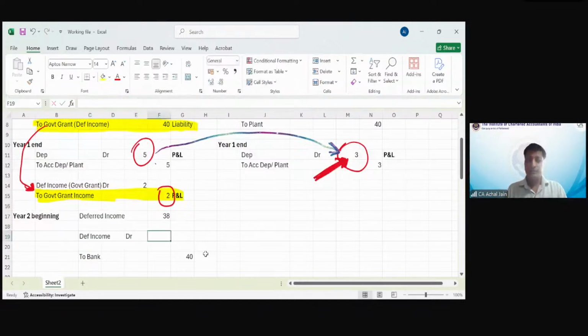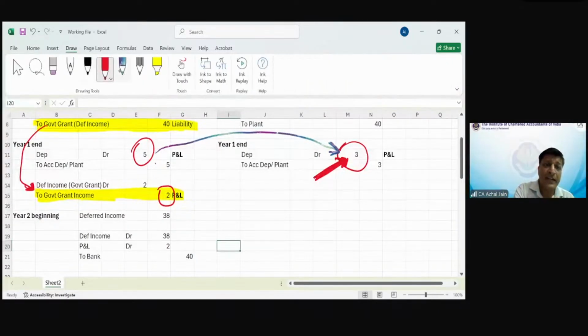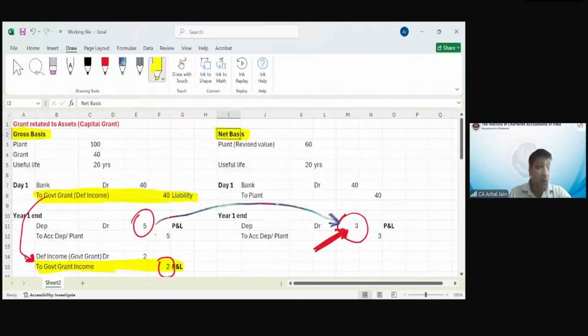So we'll make it 0. So debit the balance which is there in deferred income. And any differential amount which is there, take it to P&L. So balance amount will go to P&L. Okay. So in this case, what is going to be the P&L impact in case of refund? 2. That's how refund of government grant will be recorded in case the entity was following gross approach.